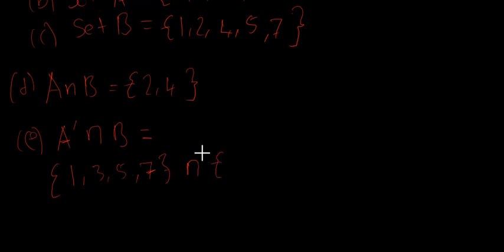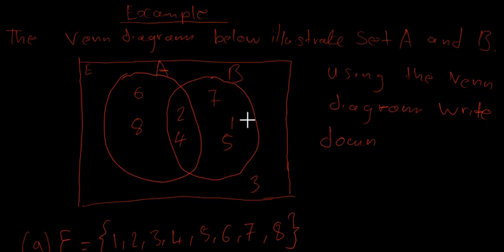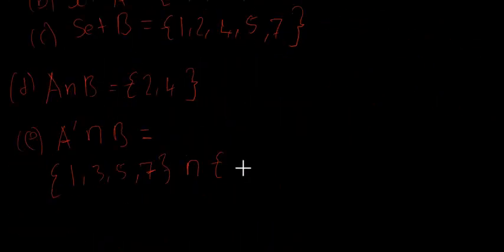Then, what is found in B? We check our B. We have 2, 4, 7, 1, 5. So we have 1, 2, 4, 5, and 7. Now from here we'll be able to tell what is found in both sets for us to find A complement intersection B.